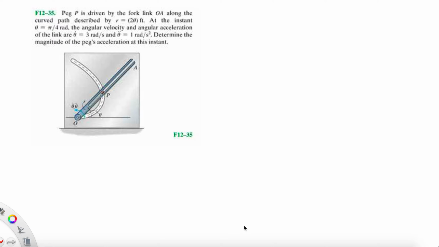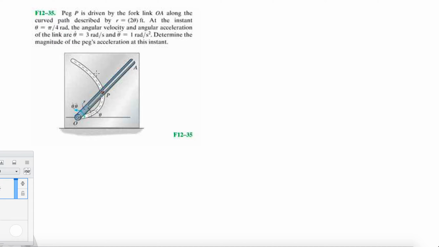We're going to be doing problem 12-35 from chapter 12, and now we're doing curvilinear motion in cylindrical coordinates. This is where we begin to see a drop off in student activity because it gets pretty hard after this. But remember, chapter 12 is crucial for chapters 13 through 16, or however many chapters your professor will cover.